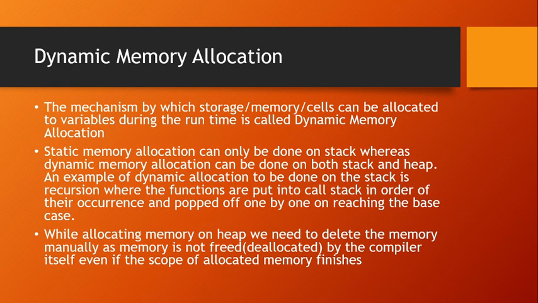Because normally we simply create a memory, and when the execution is complete, the compiler will automatically delete all the memory blocks. But in the case of dynamic memory allocation, it will never happen. So we have to deallocate it. There are certain functions for deallocating the memory.